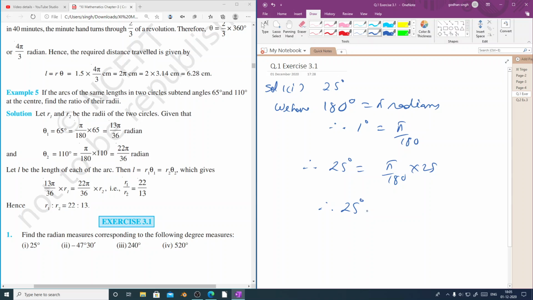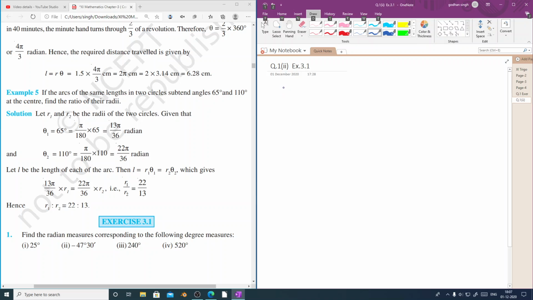Therefore we can say that 25 degree equal to, and here we can see that both 25 and 180 are divisible by 5. So let us divide them by 5. So we'll be getting here pi, this will become 5, and when we divide 180 by 5, we'll be getting 5 3s are 15, so that will become 30, and 30 will be carried over, so that will become 36. Therefore we can say that 25 degree is equal to 5 pi by 36.